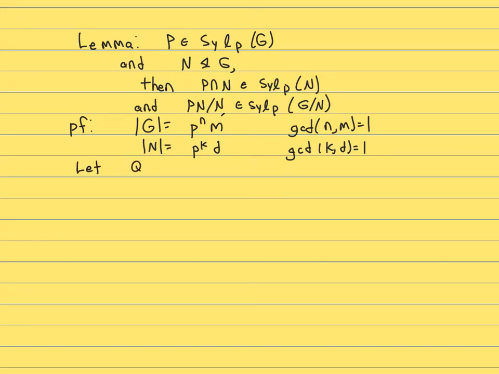Well, let Q be a Sylow p-subgroup of N. Then Q is a subgroup of N, which is also a subgroup of G. So Q is a p-group in G. By one of the Sylow theorems, every p-group has to be contained in a Sylow p-group. So in particular, there exists a Sylow p-group of G with Q as a subgroup.